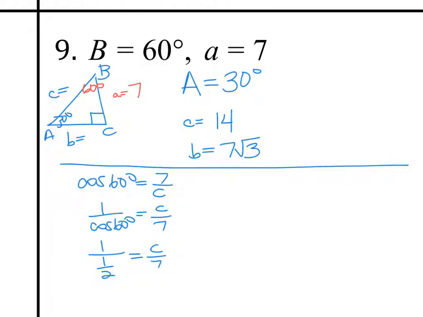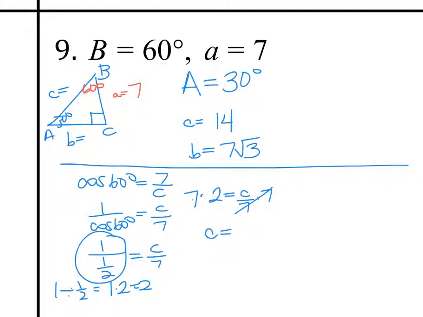Now, if you remember, this is a complex fraction. 1 divided by a half, that's really 1 times 2, or just 2. So this side simplifies to just 2 equals C over 7. And then you multiply by 7, right, to simplify it. So C equals 14, and that's what we got above.